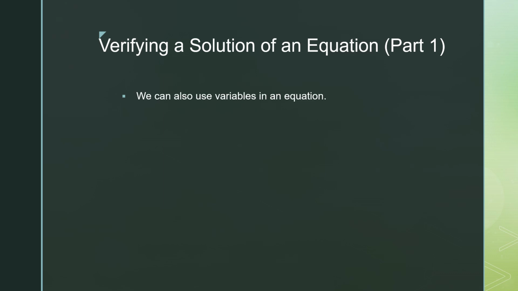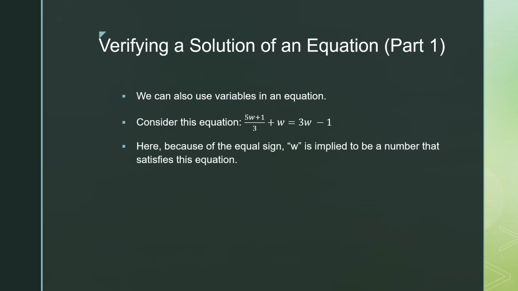So we can also talk about something called an equation, which is where you have an equal sign involved. So we'll have an equation. It looks a little complicated, but it's not that bad. It's (5w plus 1) over 3 plus w equals 3w minus 1. Now, because of the equal sign, we have implied that w is a specific number, one for which this is true. Like if we plug in a random number, like if w was 0, for instance, then it would claim that 1/3 plus 0 equals -1, which isn't true. So w definitely isn't 0.